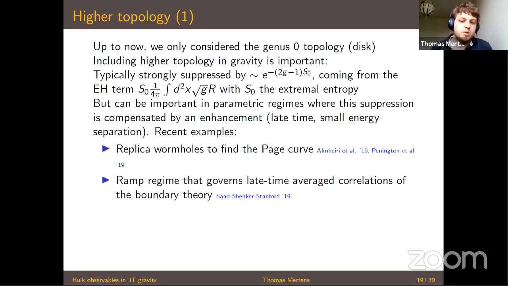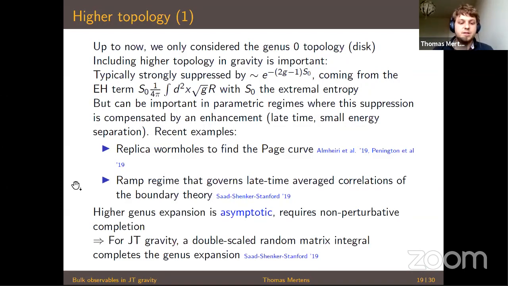But it can be important in parametric regimes where this suppression of higher topology is compensated by an enhancement, such as late time or small energy separation. And we have learned a couple of examples in the past few years. For instance, replica wormholes that are needed to find the Page curve, so to find the declining part of the Page curve, require higher topology. Also, the late time average correlation function of a boundary theory has this ramp regime. From the bulk perspective, that also requires higher topology, in particular the annulus contribution. So we have learned recent examples where higher topology is very important.